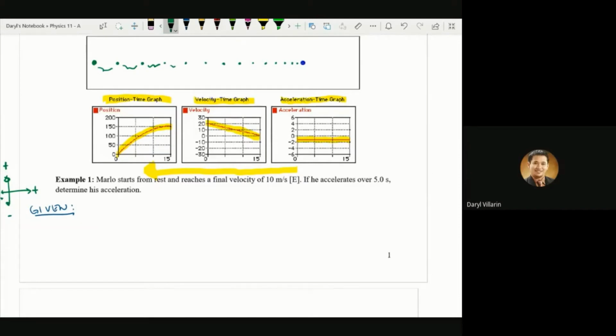Again, conventionally, we just use the Cartesian coordinate system for that. It's just much easier for you to remember, okay? So you start with the given. So to identify the given here, this is the usual case.